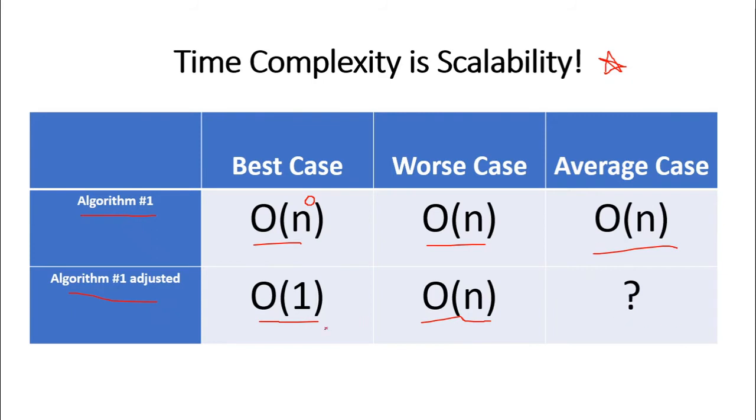Now, you may think, well, okay, what if it's random? So what if Catherine can be in any location at a uniform probability? Then you may think that we have n over 2, right, as our O of n over 2, or time complexity of n over 2. However, this is incorrect because, again, we remember that we're talking about scalability.